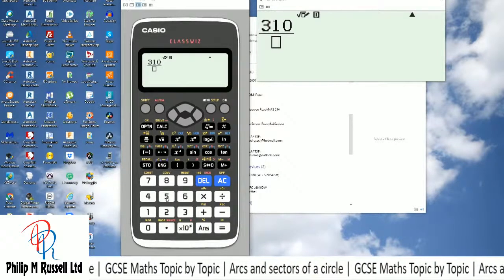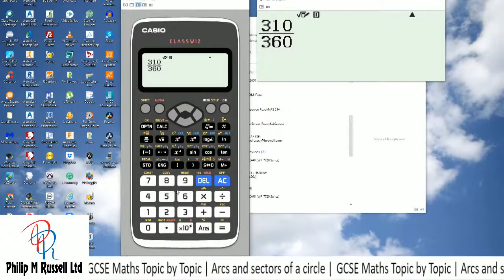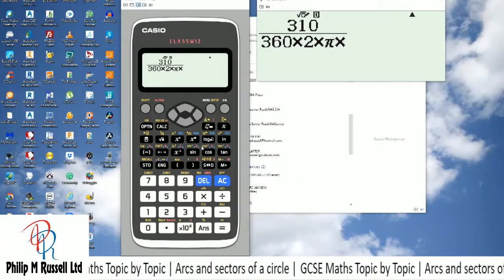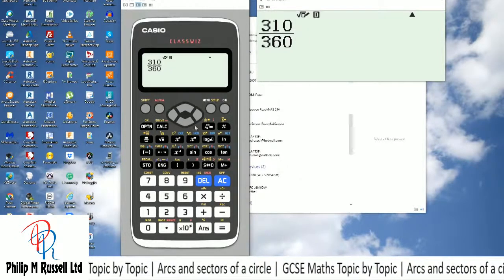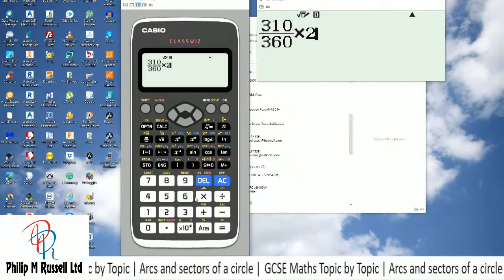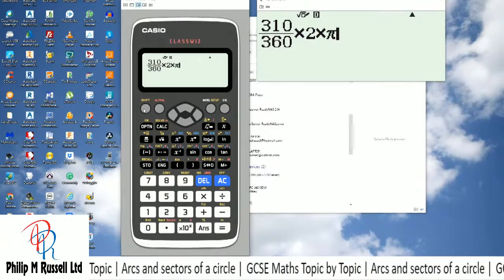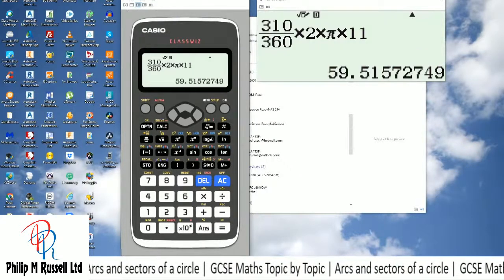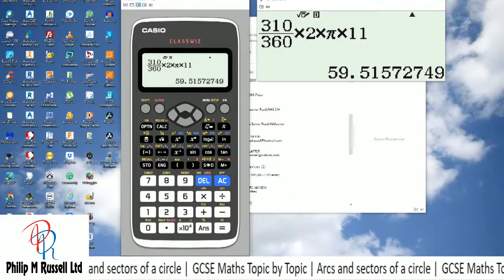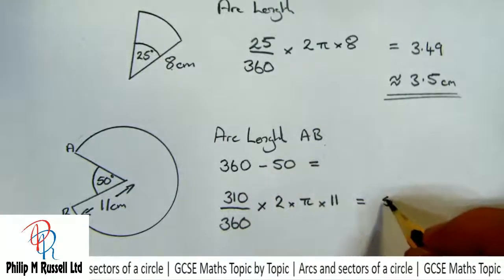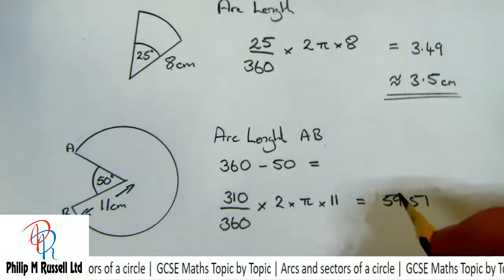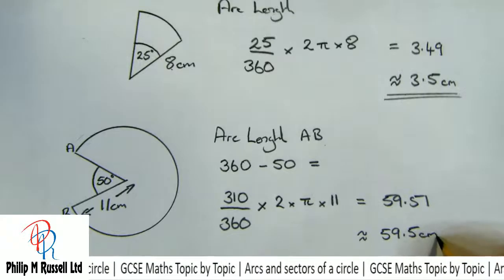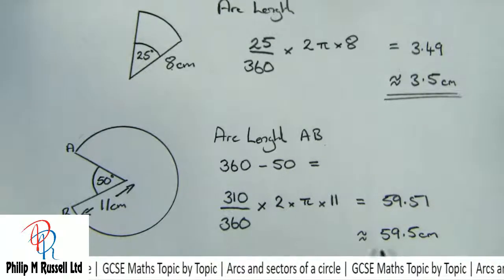310 over 360 multiplied by 2 multiplied by pi and multiplied by the length, which is 11. 341 over 18 pi, not much help, but that gives us, when we come in here, the answer, which is 59.51, which will round here to 59.5 centimeters. And so we've worked out the arc length.